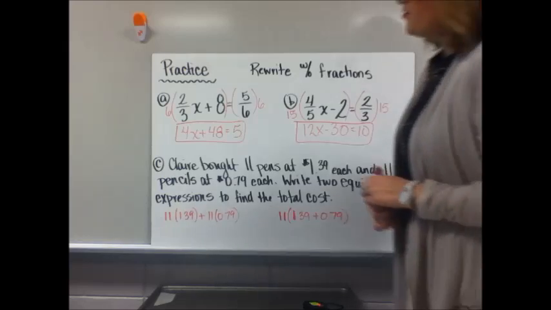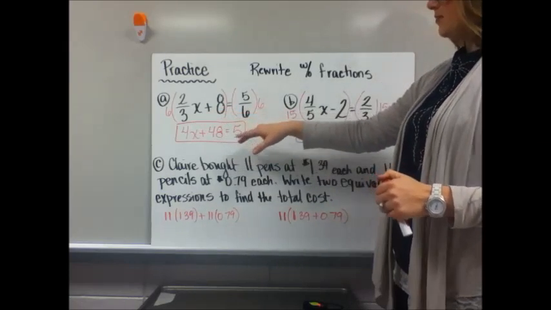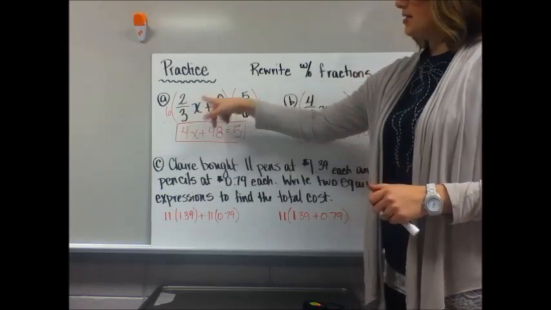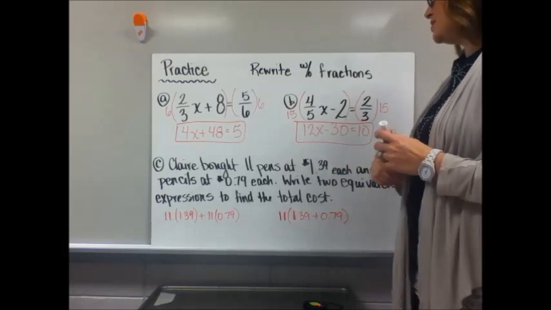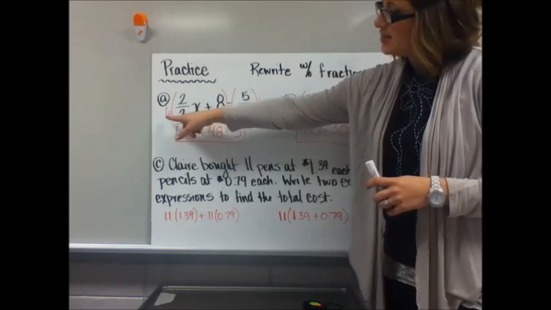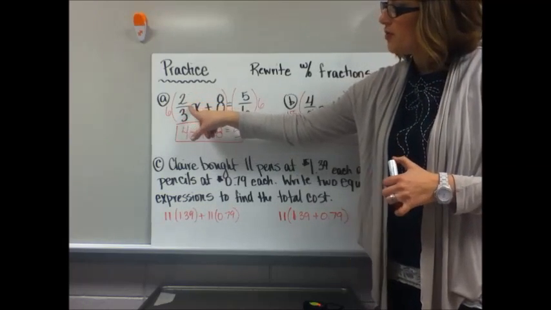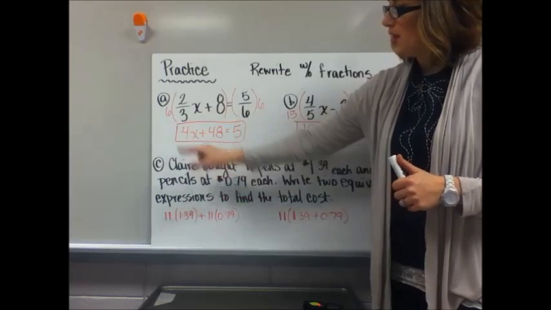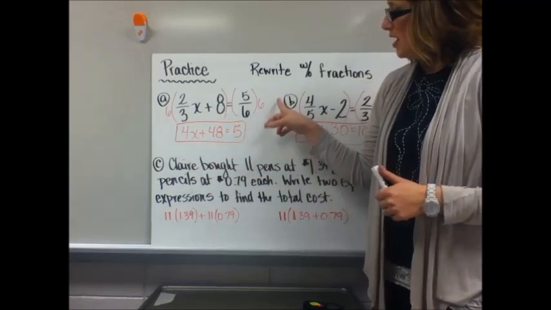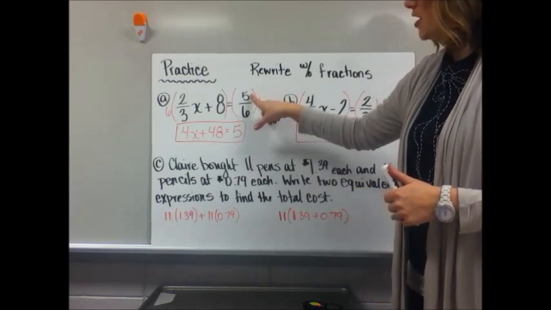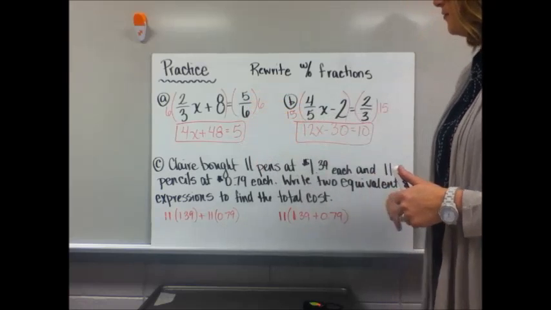On part A, I looked for the LCD, which was 6. Multiply 6 times each term inside the parenthesis. How I did this in my head is I said 6 times 2 is 12. 12 divided by 3 is 4. 6 times 8 is 48. Over here, 6 times 5 is 30. 30 divided by 6 is 5.